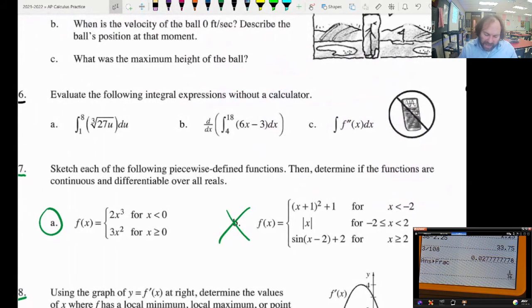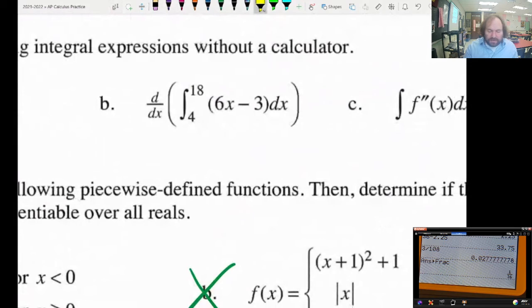Let's do question B, which is very simple. Question B makes me laugh. Look at this. If you're thinking about this and paying attention, this is just a number. If you evaluate that integral from 4 to 18 of 6x minus 3, you're just going to get a number for the answer, and then they want you to take the derivative of that number. This is 0.